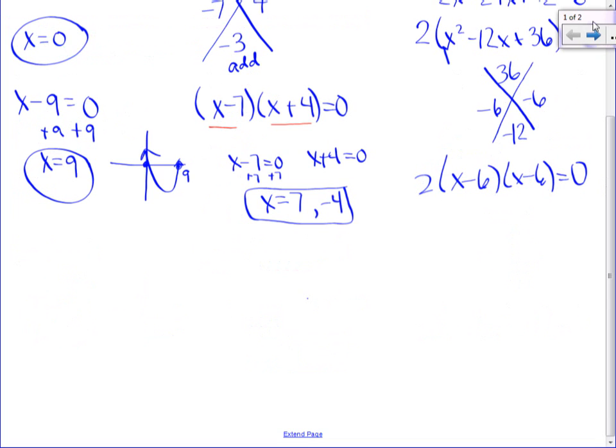And now we're going to set each of our factors equal to 0. We're not going to set 2 equal to 0 because 2 equals 0 isn't true. 2 doesn't equal 0. 2 equals 2. Okay, so we've got x minus 6 equals 0, and the other one is the same. So on this one, we only get one answer, which is positive 6. If we write 2 equals 0, that's not true. So we don't write that. If there's an x out there, we do write that.